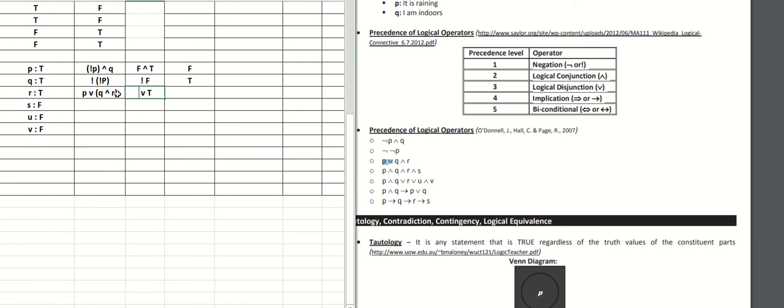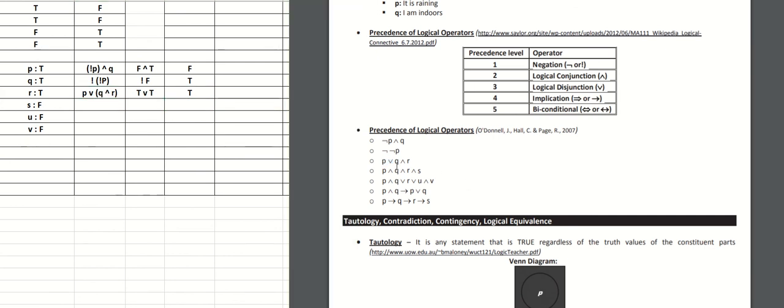and put the value of P, which is true. Again, the value of P here is true, therefore we put true, and we copy the OR operator here, and we get the value of Q and R, which is true. Now we solve this. True or true is true. Therefore, we conclude that the truth value of this statement is true.